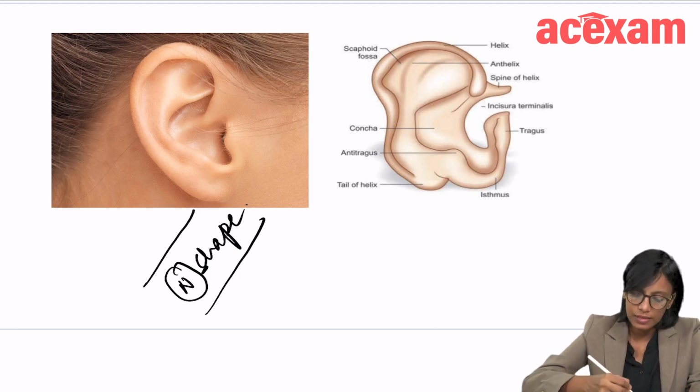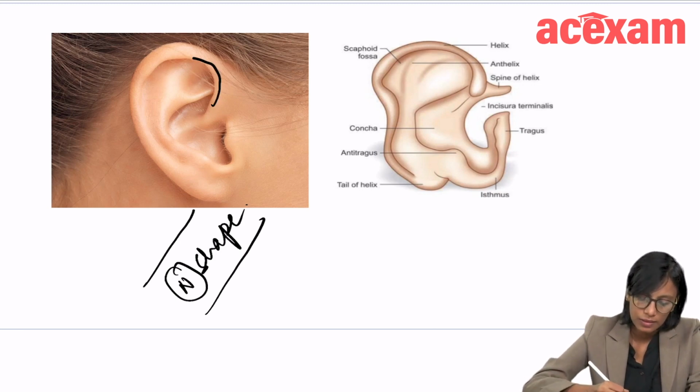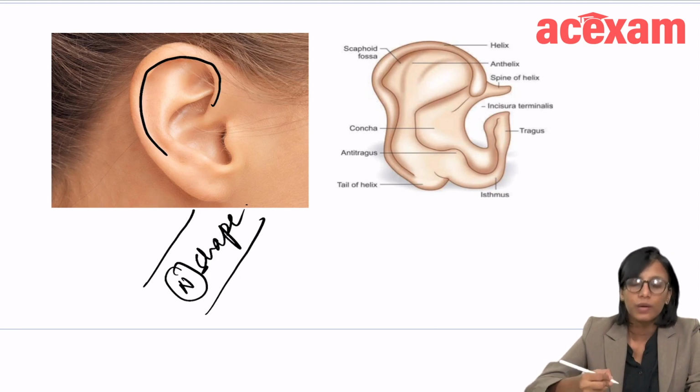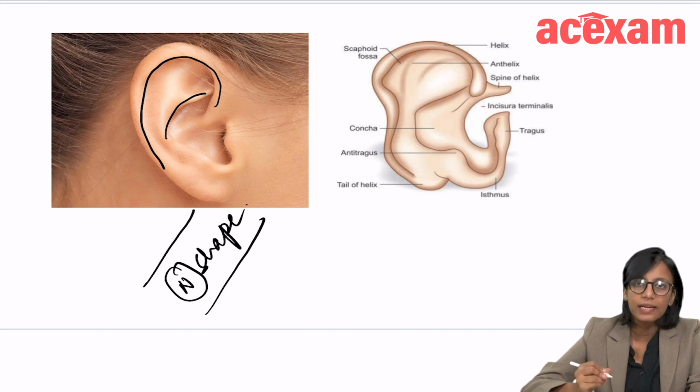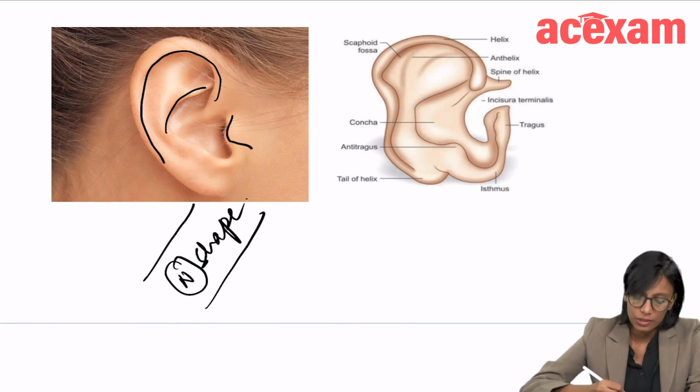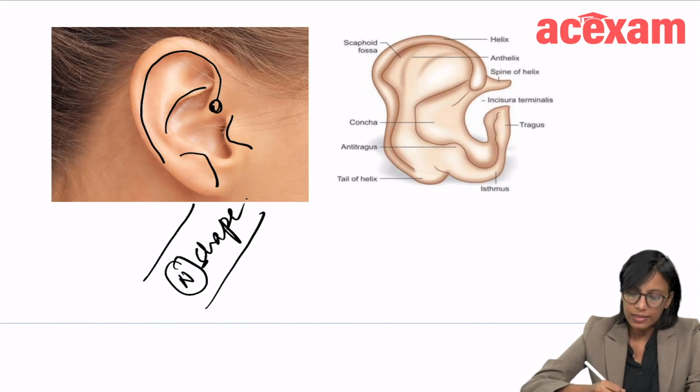The pinna has various landmarks. This is the helix. Now the part opposite to it is the antihelix. This is helix, this is antihelix. This is the tragus, and this part is the antitragus. This part where it is attaching is the root of the helix.